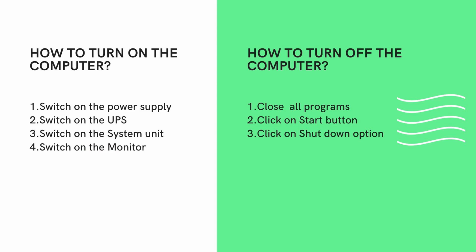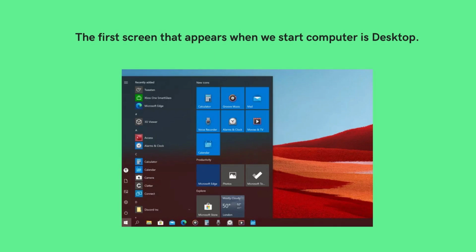Now let us see how to turn on and turn off a computer. First step is switch on the power supply. Then switch on the UPS. What is the full form of UPS? Uninterrupted power supply. Then switch on the system unit, that is CPU. Then switch on the monitor. This is the first screen that appears when we start a computer. That is known as desktop.